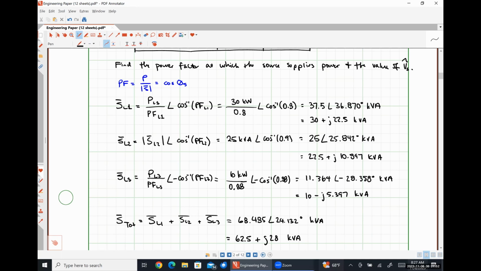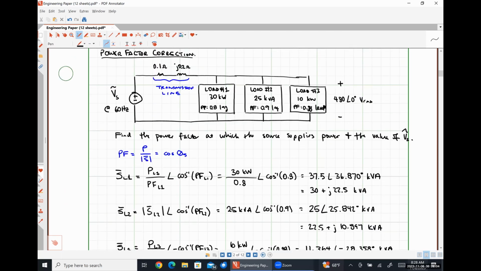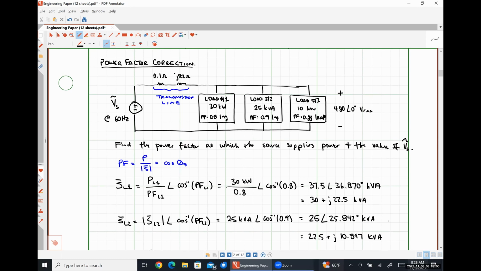All right, so we're about two-thirds of the way finished with this thing. So we figured the total complex power absorbed by our three loads. Now we need to figure out the complex power absorbed by our transmission line network. Any thoughts on how we might do that?